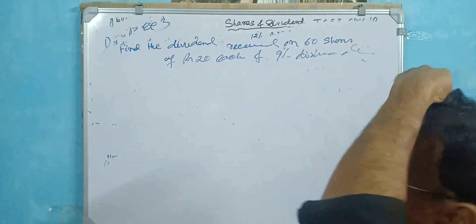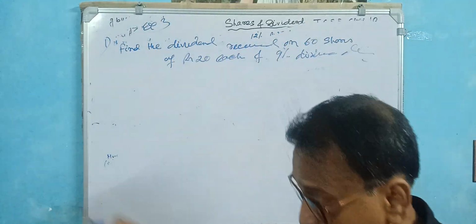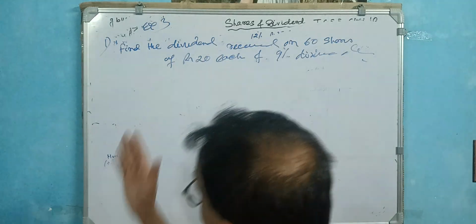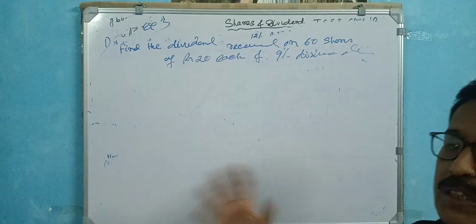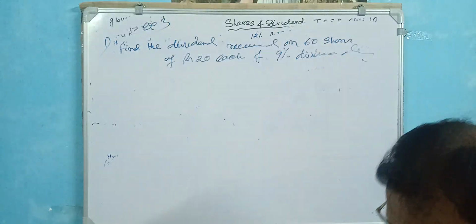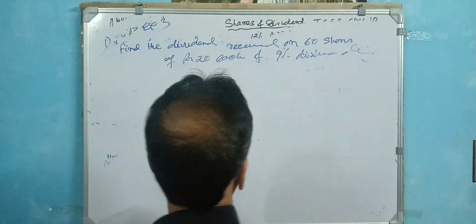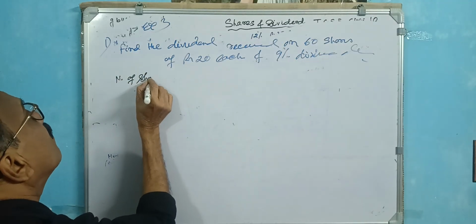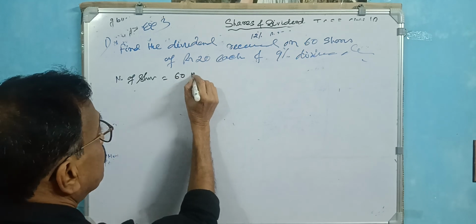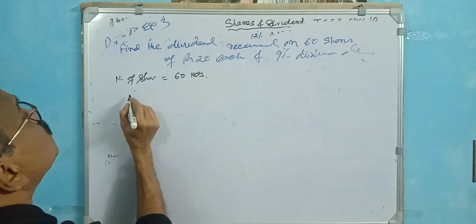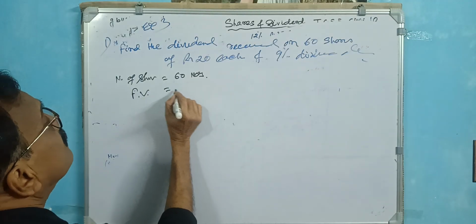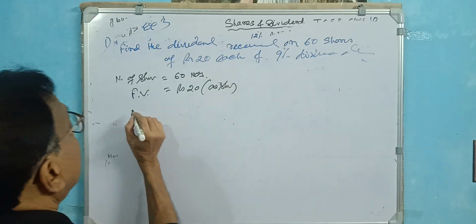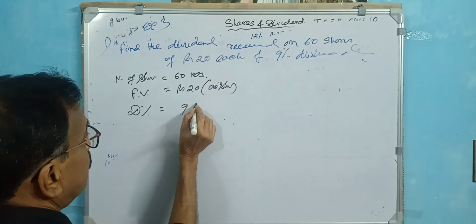These are books from ML Agrawal, 2025 edition, exercise 3, sum number 1. Very easy, just calculate it on your own. Find the dividend received. What is the total dividend you received? What is the given data? On 60 shares. So here you write number of shares: 60, of rupees 20 each. That means the face value is rupees 20 per share, and the dividend percent is 9%.